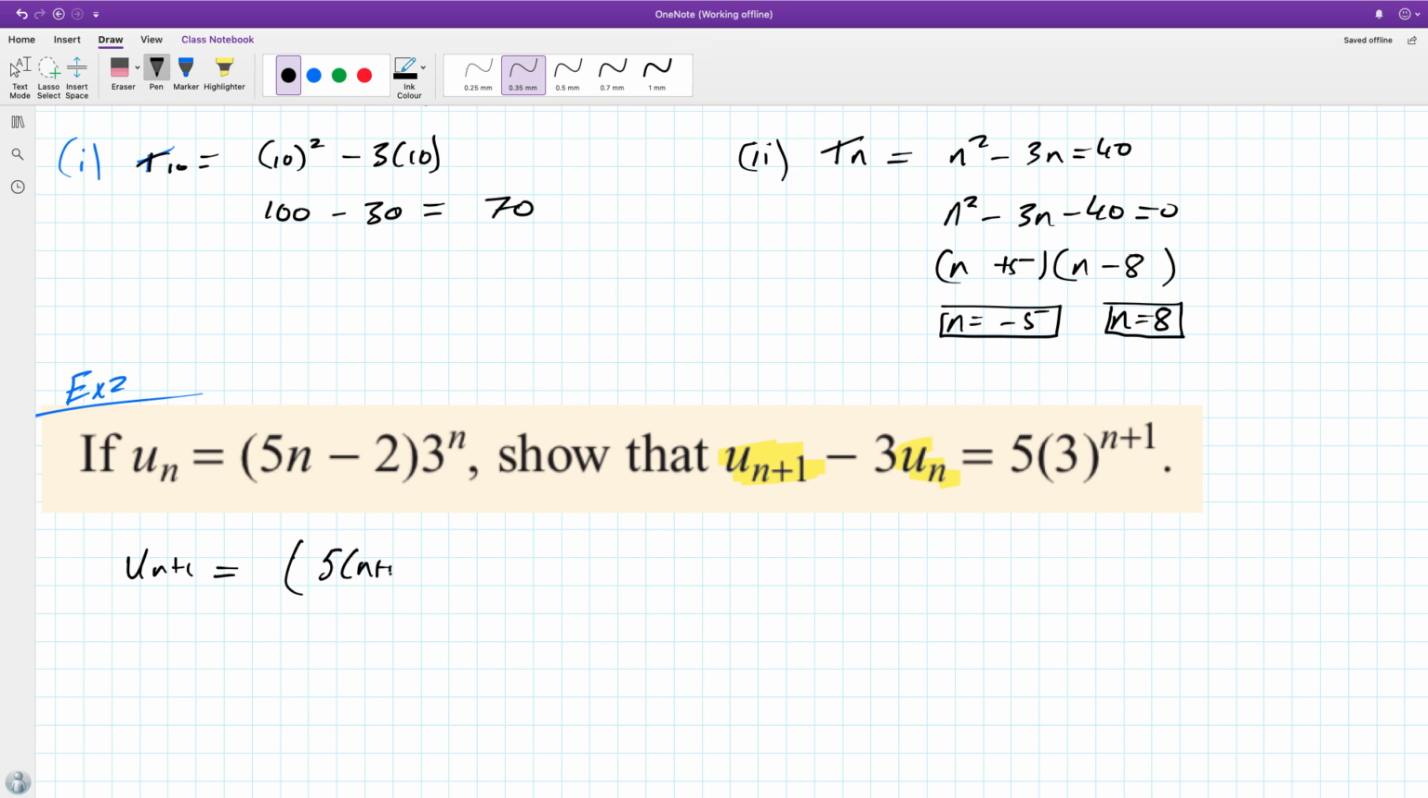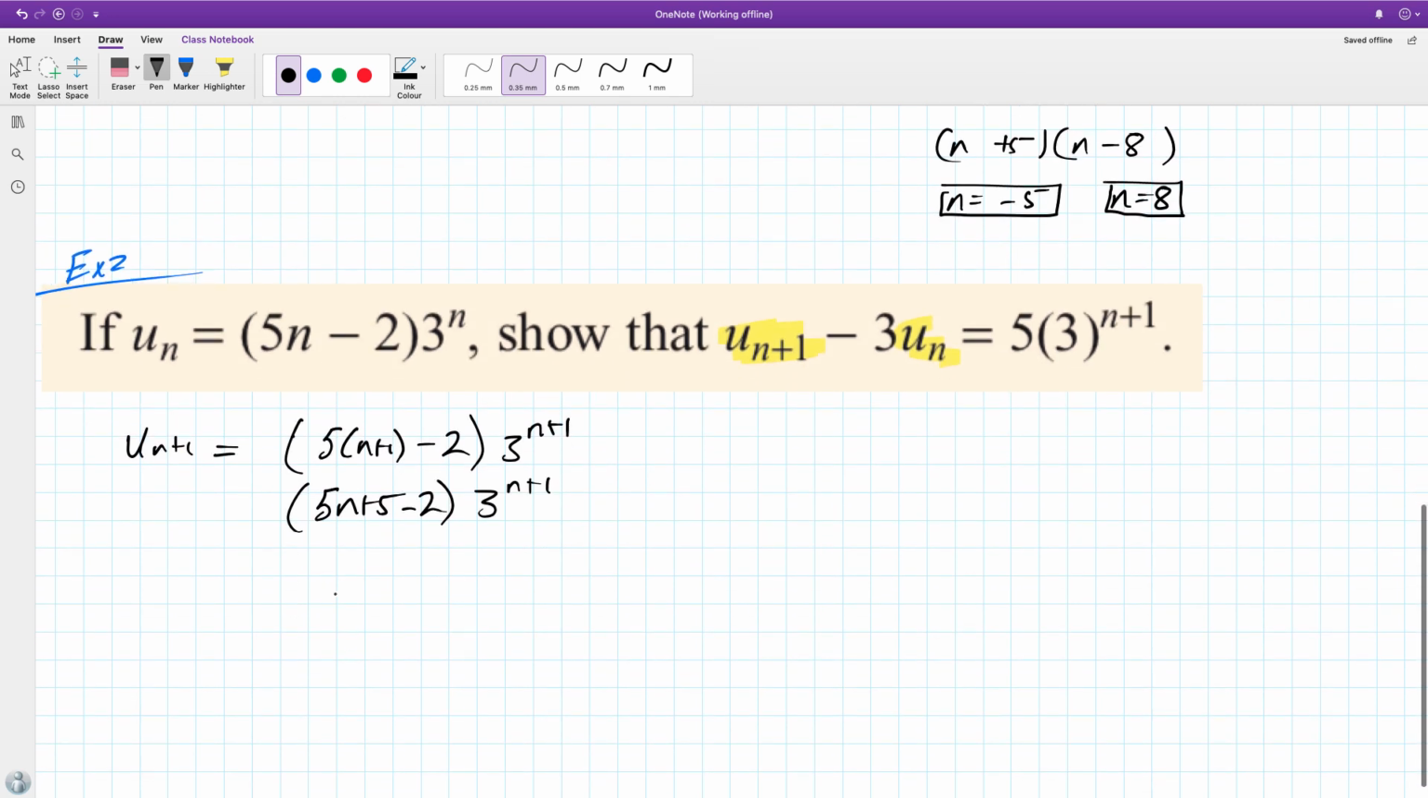5 times (n plus 1) minus 2 by 3 to the power of n plus 1. So that is 5n plus 5 minus 2 by 3 to the power of n plus 1, which is 5n plus 3 by 3 to the power of n plus 1. Is that right? That's my value for u(n+1).